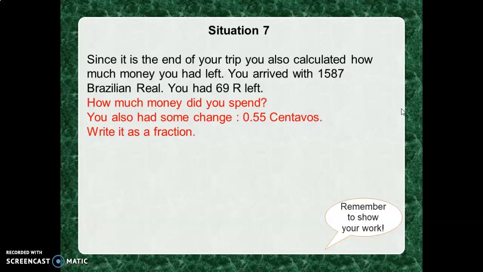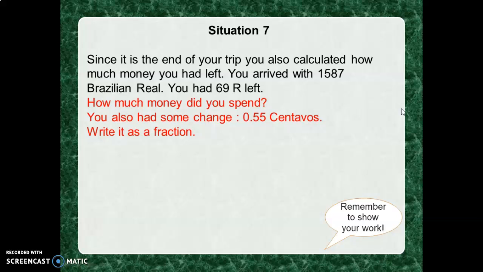Situation 7. Since it is the end of your trip, you also calculated how much money you had left. You arrived with 1,587 Brazilian real. You had 69 R left. How much money did you spend?